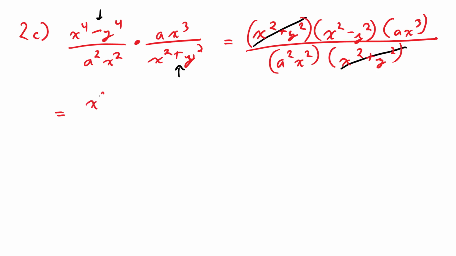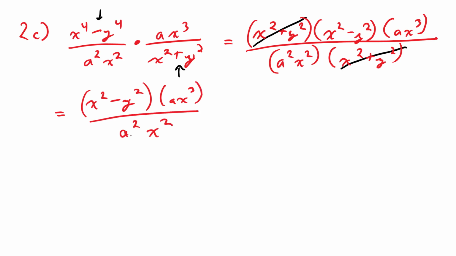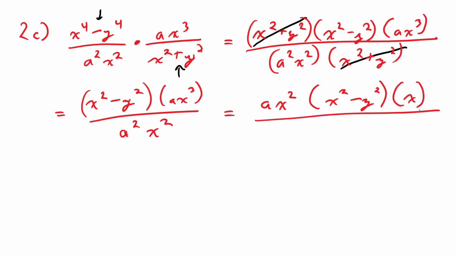I will then get x squared minus y squared, ax cubed divided by a squared x squared. Let's pull a common factor from the top and the bottom here. I have an a and an x squared on the top and the bottom. If I take that out, I get x squared minus y squared, and what remains is just x. On the bottom here, I take out an ax squared. What remains is just an a. These then cancel each other out.